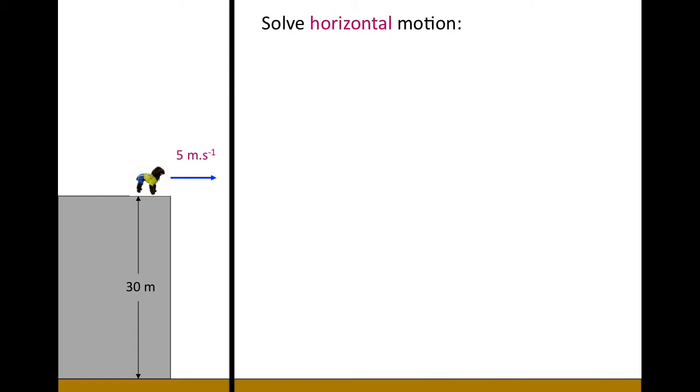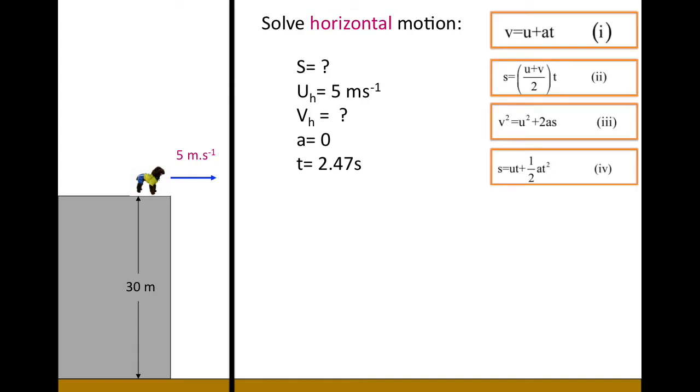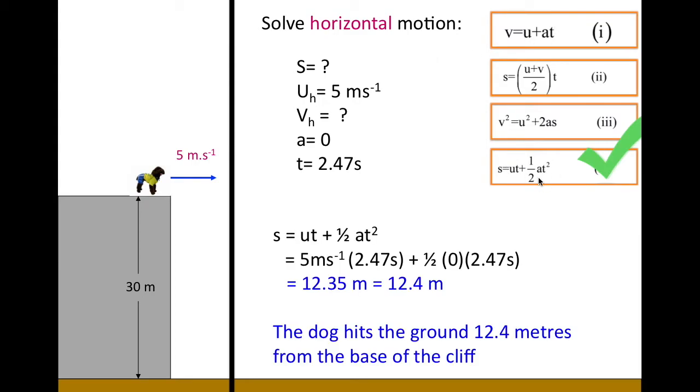Solving in the horizontal motion, I know these data points. Let's go ahead and choose. So now we're going to be choosing this one here because we're going to try to solve for S, which is the displacement. So here I have, after plugging everything in, rounding it off as 12.4 meters. So the dog hits the ground 12.4 meters from the base of the cliff.